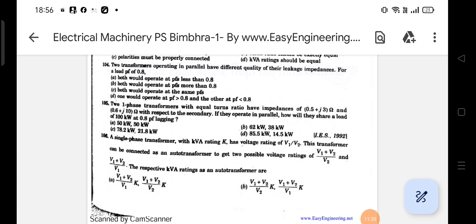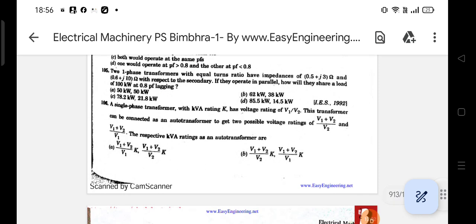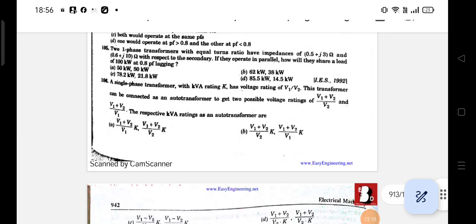106th question. A single phase transformer with KVA rating K has voltage rating of V1 by V2. This transformer can be connected as an autotransformer to get two possible voltage ratings: V1 plus V2 by V2, and V1 plus V2 by V1. The respective KVA ratings of an autotransformer should be, okay, V1 plus V2 by V2, that means you can get the KVA rating reversed: V1 plus V2 by V1 into K, and another one is V1 plus V2 by V2. From the given question, the answer will be reversed: V1 plus V2 by V1. That means first option is correct.